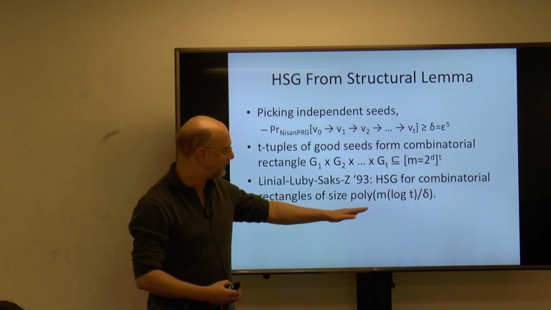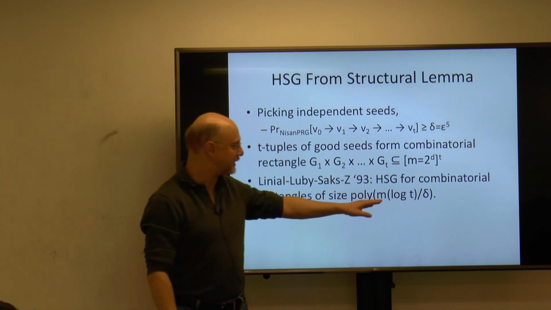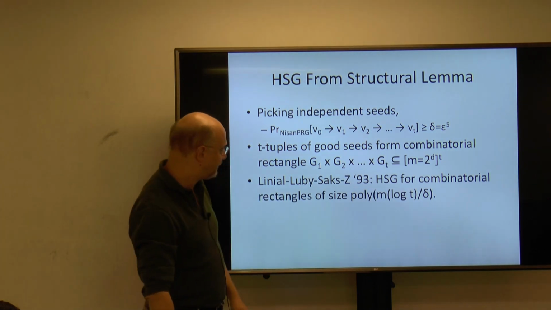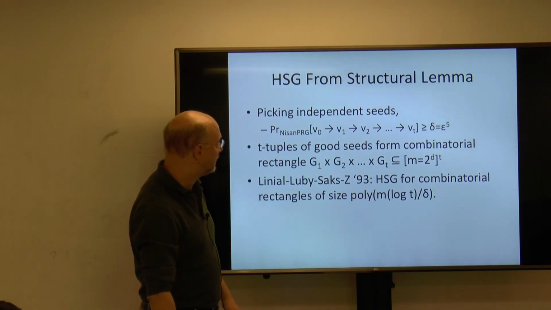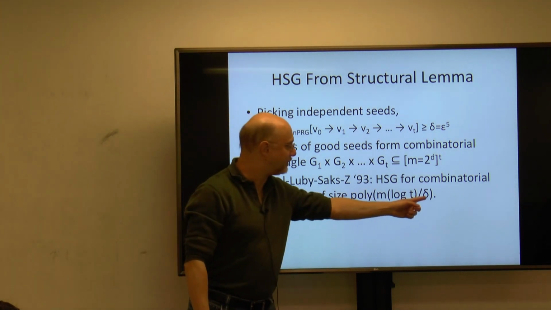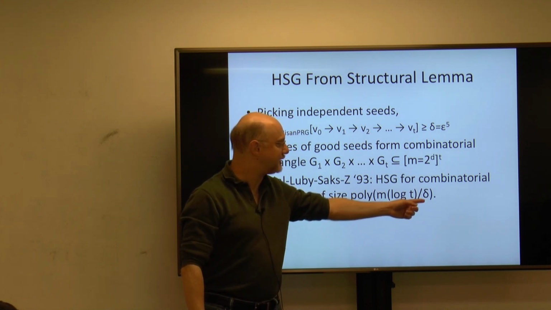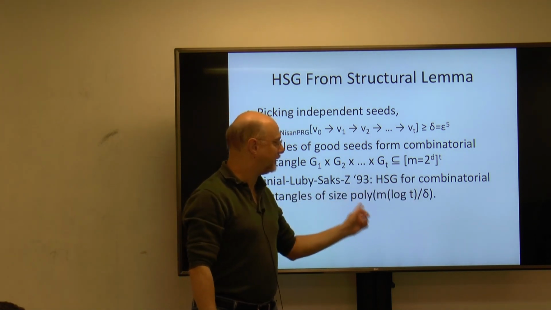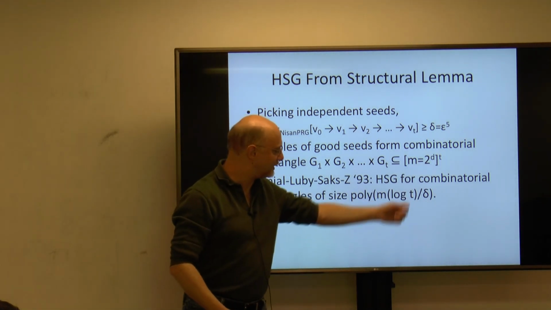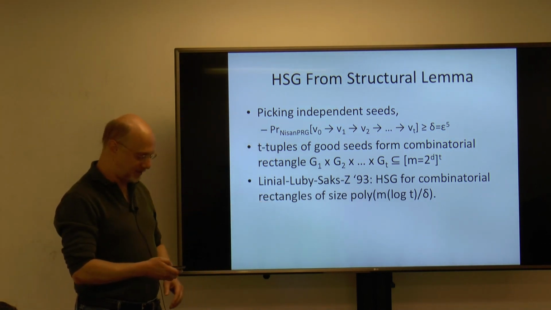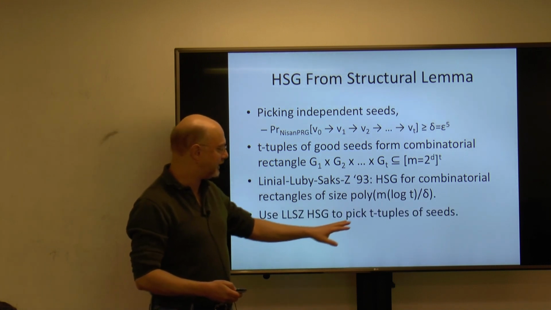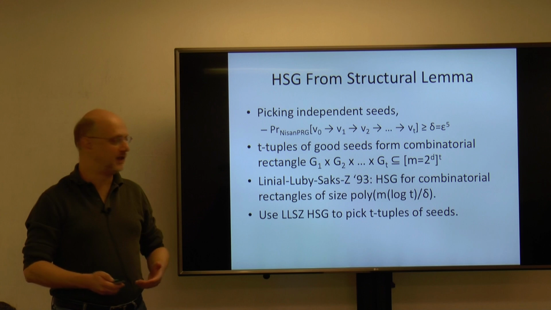So they're essentially optimal. If there are t dimensions and each dimension has size m, and the density is at least delta, we get sets of polynomial size in this quantity. The log t may be surprising. We don't even need that, but we have very small sets. So we just substitute in this hitting set generator to pick the t-tuples of seeds, and then we're done.